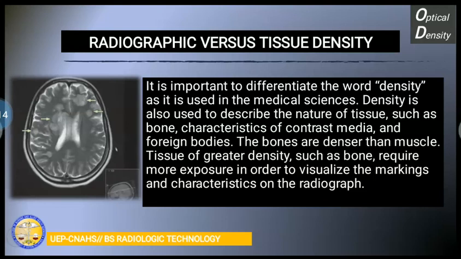Okay, so here, do not be confused. Radiographic or optical density. So we are talking about the blackening of the radiograph. And the tissue density, we are talking about the composition of the anatomy of interest.